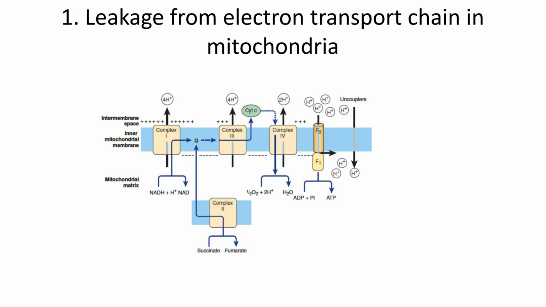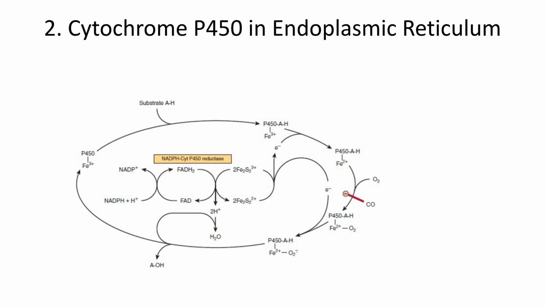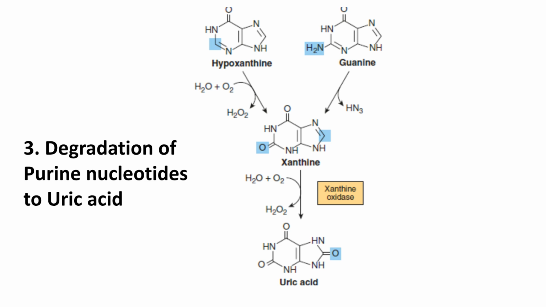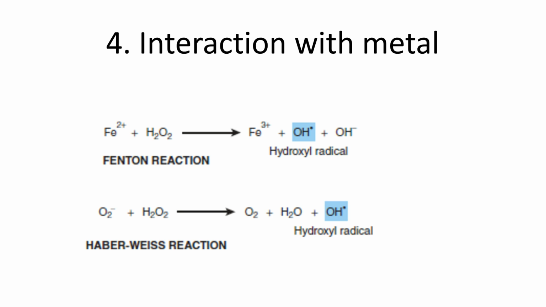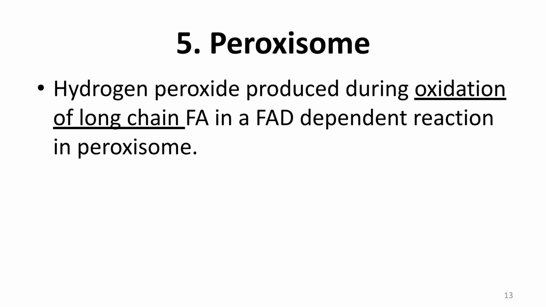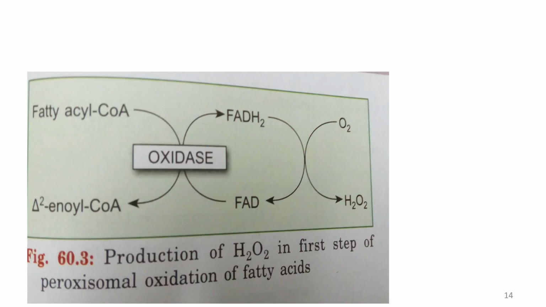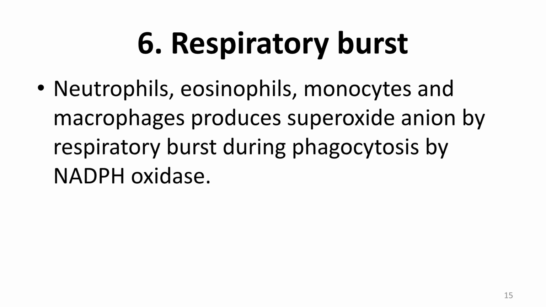This slide outlines the various sources of reactive oxygen species within a cell. One major source is leakage from the electron transport chain in the mitochondria, where oxygen is sequentially reduced. Another source is the cytochrome P450 system located in the endoplasmic reticulum. ROS can also be generated during the degradation of purine nucleotides into uric acid. Interaction with transition metals can also lead to the generation of free radicals. Peroxisomes produce hydrogen peroxide during the FAD-dependent oxidation of long-chain fatty acids. This scene highlights the processes that lead to free radical generation.